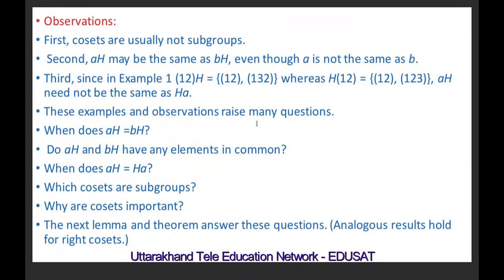These examples and observations raise many questions. When does aH equal bH? Do aH and bH have any element in common? When does aH equal Ha? Which cosets are subgroups? Why are cosets important? So in the next lemma, we answer these questions.